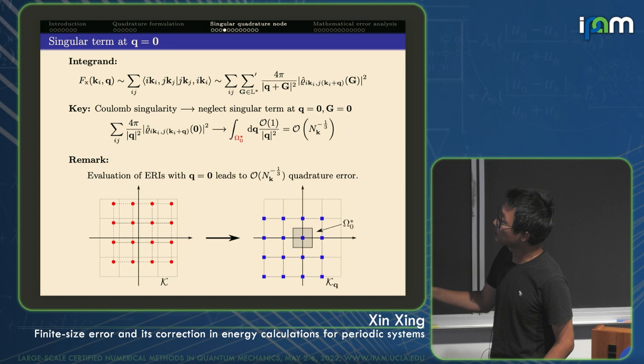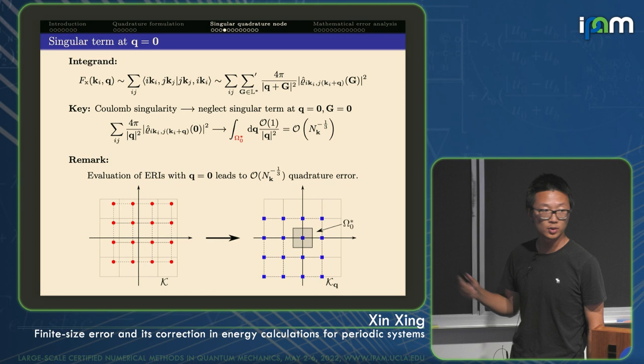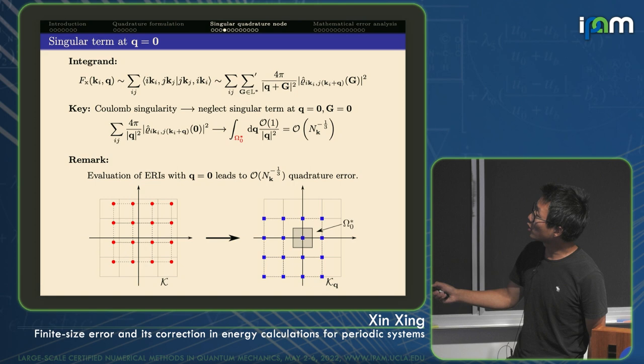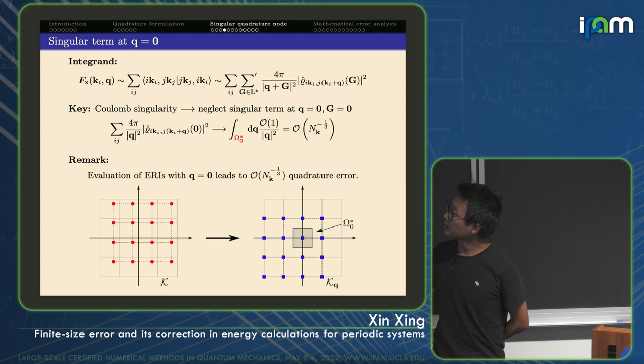In the numerical quadrature calculation, you will set the whole term to be zero when you come across q equals zero. This is just basically in the evaluation of the ERIs, this prime summation will set this singular term to be zero at q equals zero. And from a punctured trapezoidal rule perspective, it basically says that we will always neglect the integral of this singular term inside this small cubic domain omega star that contains q equals zero.